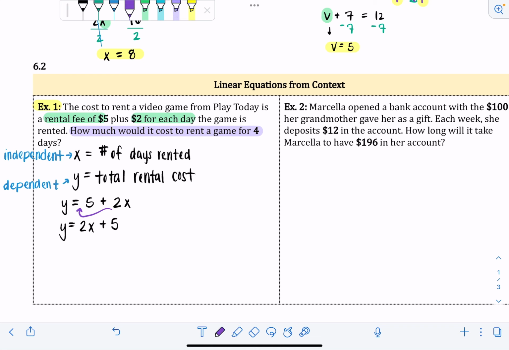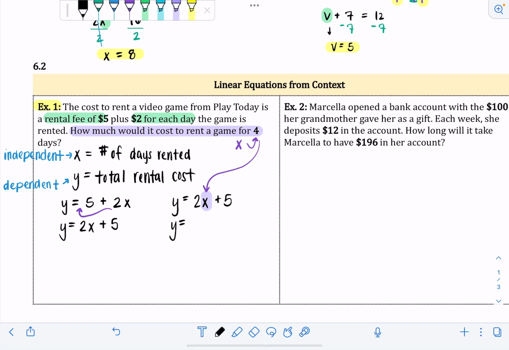Which is 4 days, and x represented the number of days that we rented for, so that means that we're going to take 4 and put it in for x into the equation that we just wrote. So our equation is y equals 2x plus 5. X represents the number of days, so we want to take that 4, put it in for x into our equation, and then that'll tell us our total cost.